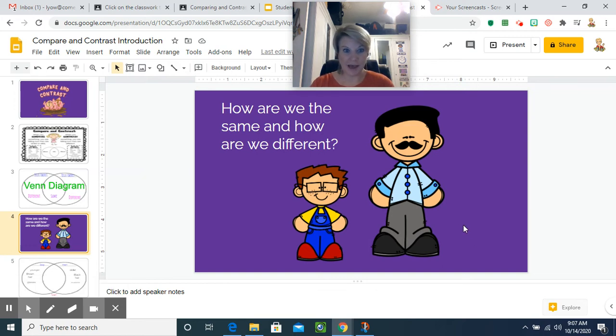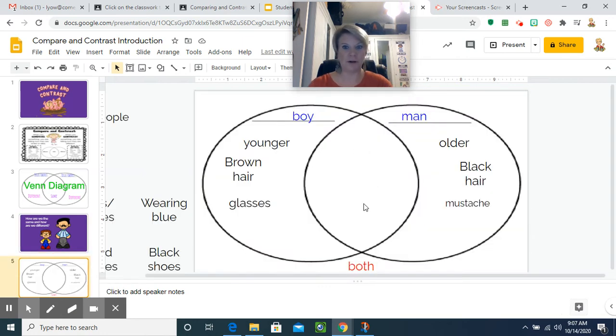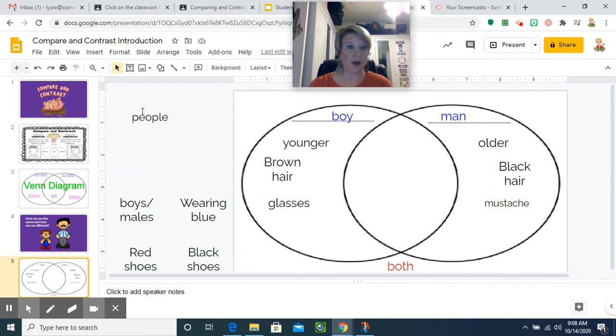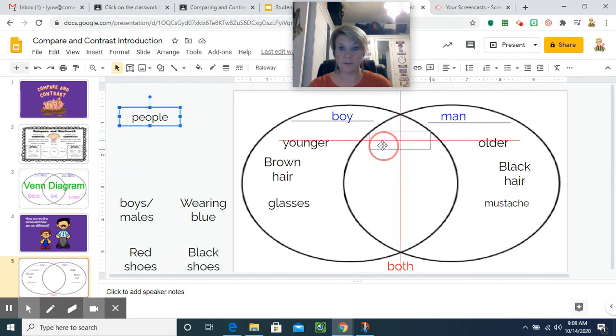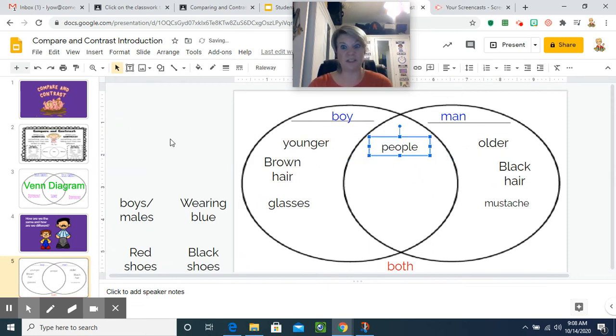All right, so looking back now, what else do I see about the man and the boy? Well, one thing I see that is alike is they're both people, right? They're both humans. So let's add that to the middle of our Venn diagram, because remember, the middle is what's the same about both of them. So I'm going to add people to the middle because they're both people. One's not a person and one's not an animal. They're both people.